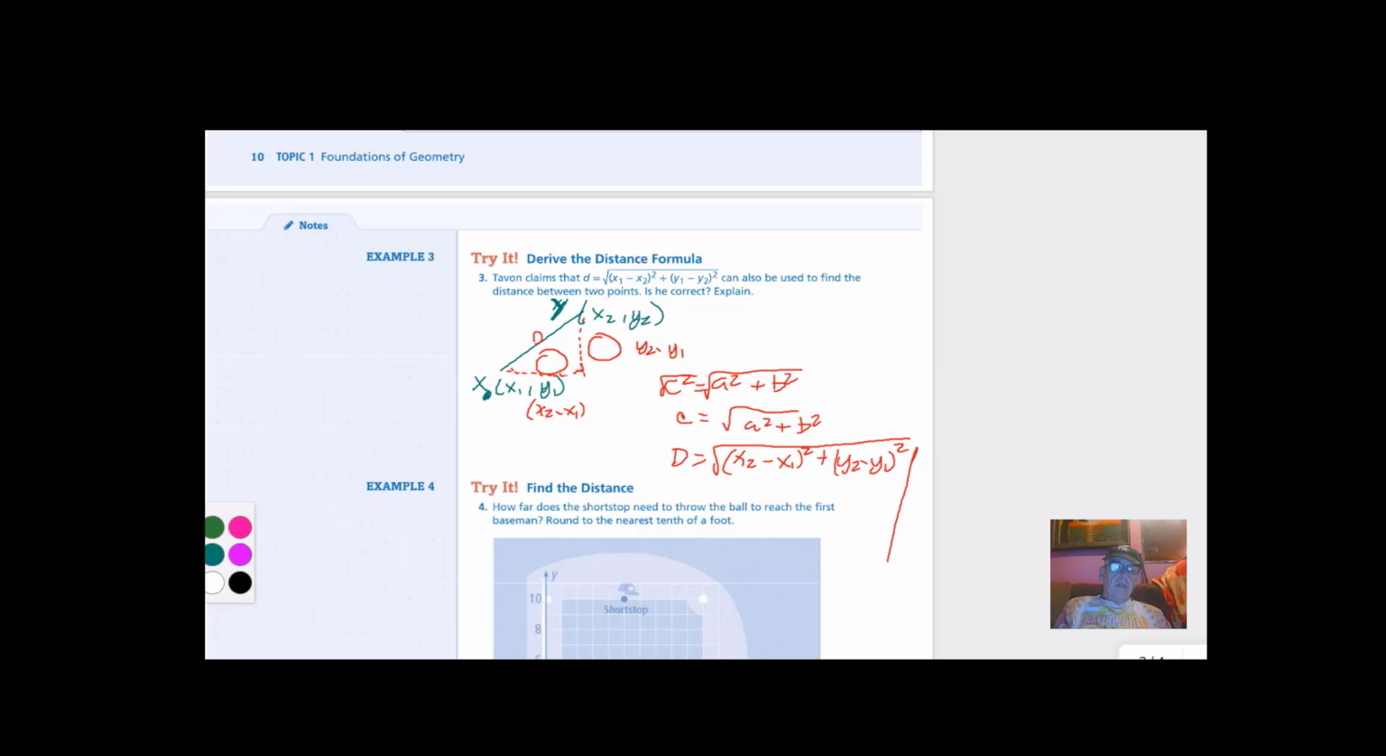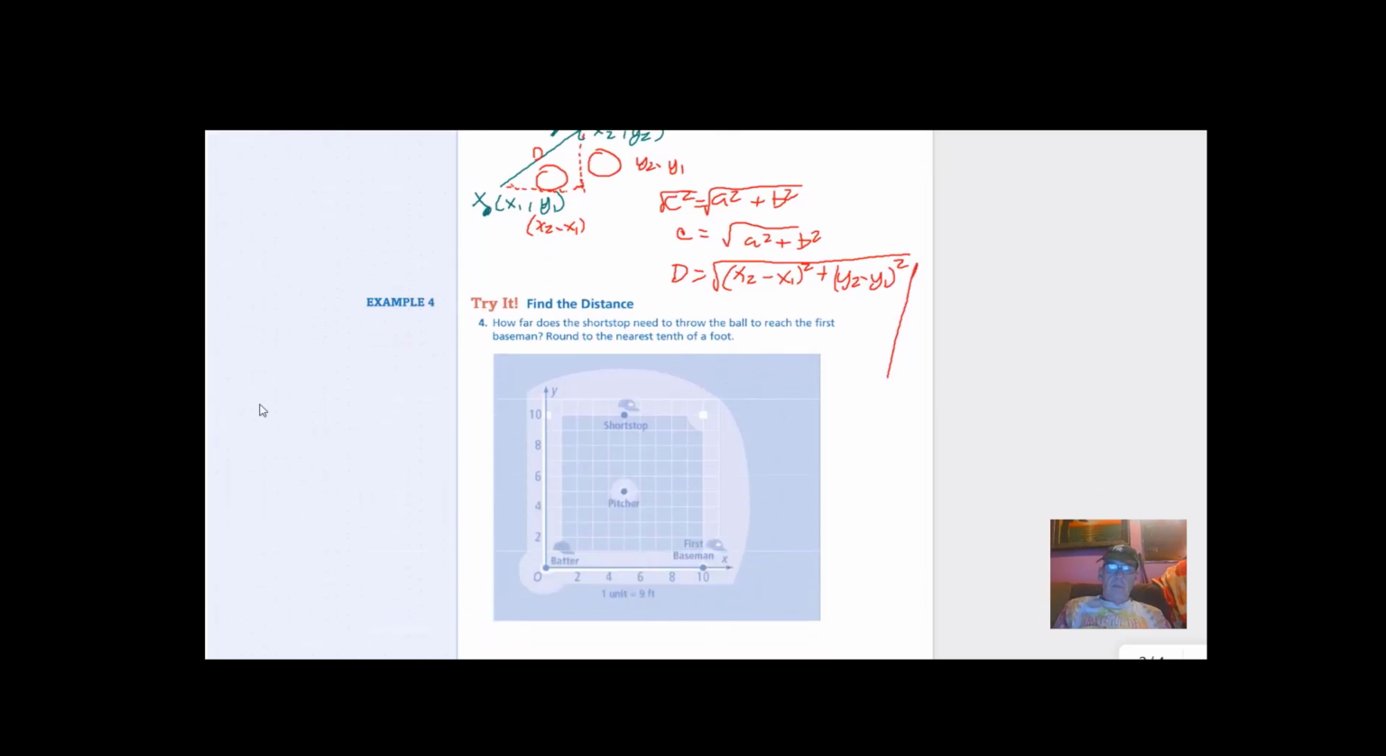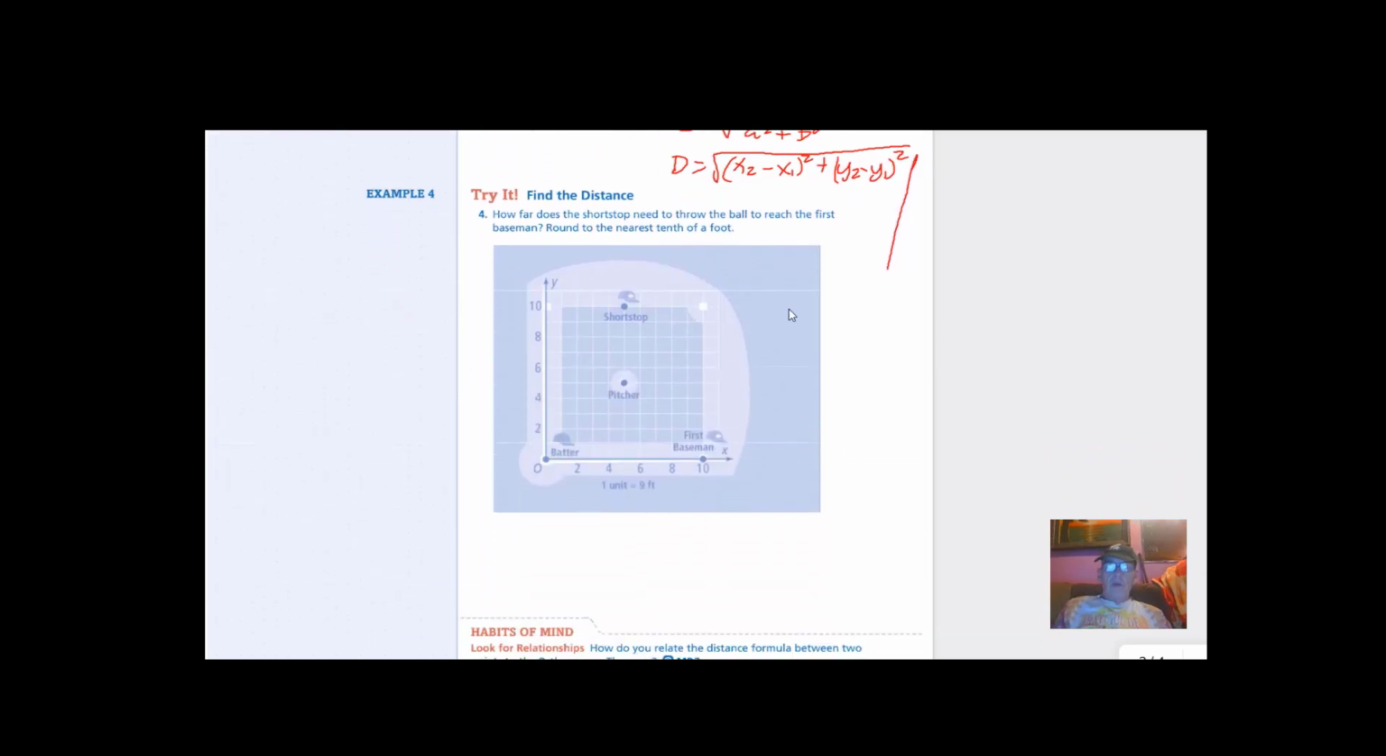We want to find the distance. How far does the shortstop need to throw the ball? So here's the shortstop. He wants to throw the ball to first base, and he wants to find this distance and round to the nearest tenth of a foot. I'm just going to work this out, but since I'm not using a calculator, I'll leave it to you to round to the nearest tenth of a foot unless it ends up an even number.